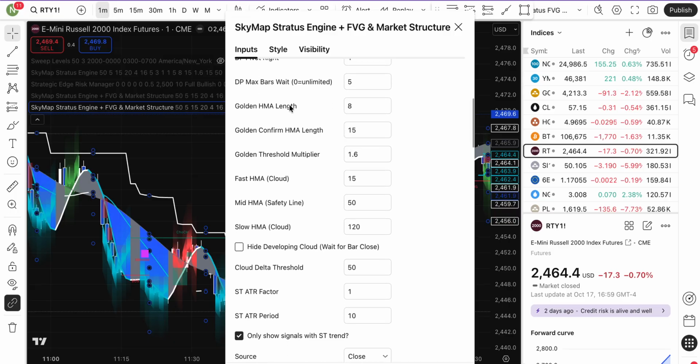The golden third. So this is really a fast HMA, a Hull moving average. We utilize Hull moving averages in the SkyMap system because they are the least lagging of all moving averages.